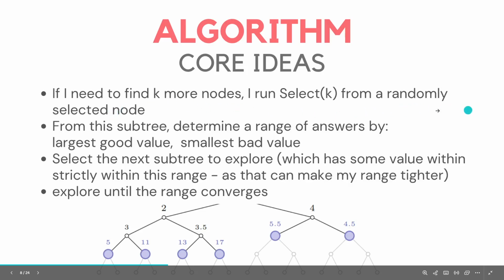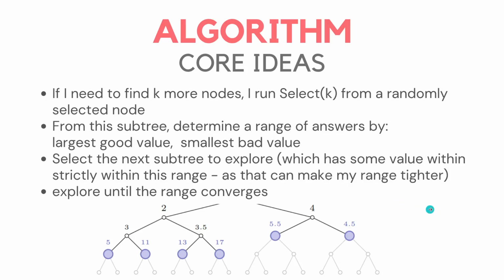I have to find some more nodes, so I continue downwards from one of these blue roots. From one of these randomly selected nodes, I continue downwards and find more small values. And the values I will find here, since they're not considering values that occur at different parts of the tree, don't give me exact answers, but they give me ranges.